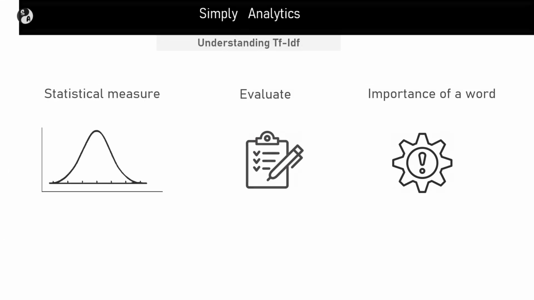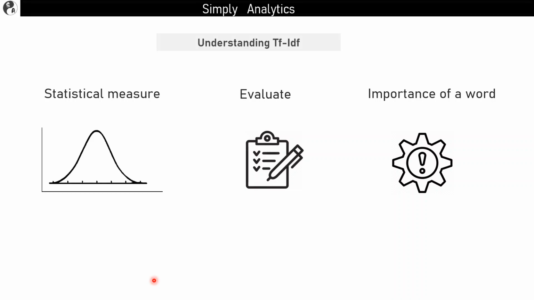Okay, now let's see what is Tf-Idf. Tf-Idf stands for term frequency and inverse document frequency, also called Tf-Idf weight. This weight is a statistical measure used to evaluate how important a word is in a set of documents, or what we call a corpus.